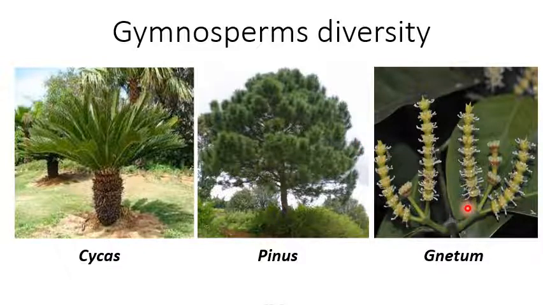And another example is gnetum. This is actually a female plant of gnetum. Here you can see the female cone. So different diversity. This is a shrub, this is a tree, and this is a woody climber. So different kinds of habits you can see in gymnosperms.